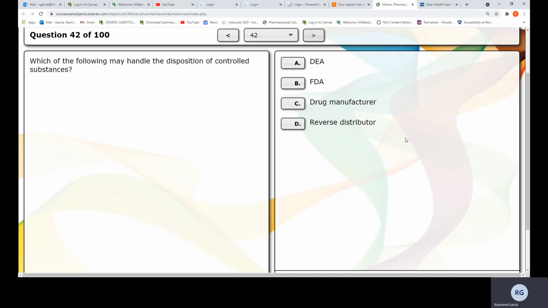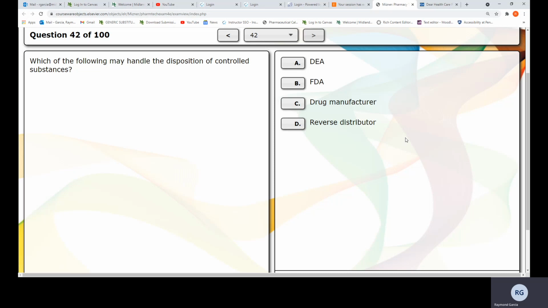The way in which something is placed or arranged. So we mainly control the handling of controlled substances. What's that? Not so much. I wouldn't think. You could be right.